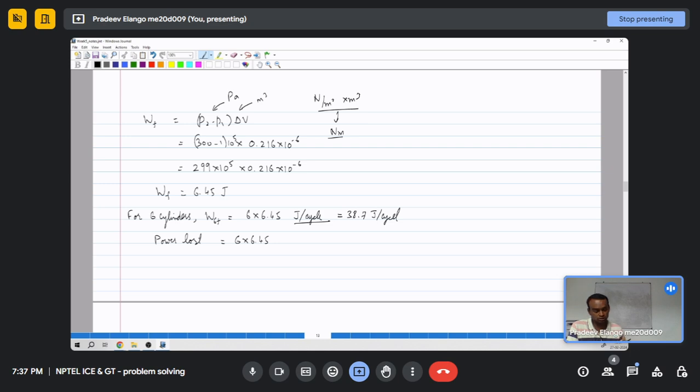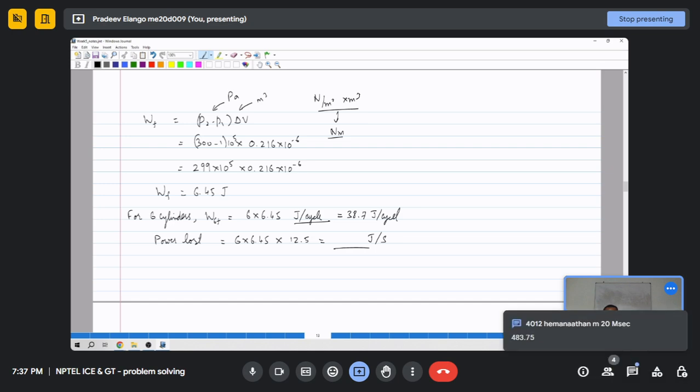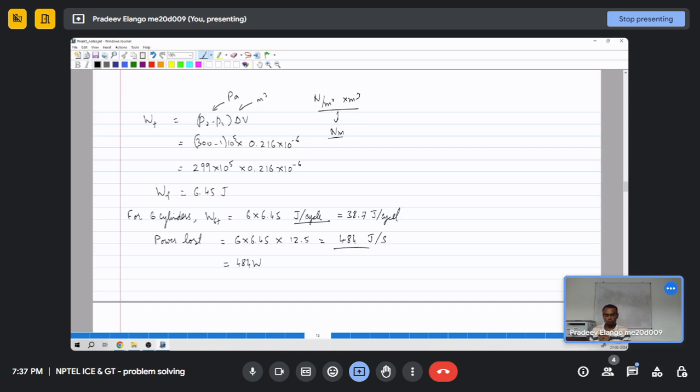Now we know it is running at 1500 rpm. That means 12.5 cycles per second. So then we can multiply this with 12.5 to get joules per second. Can you calculate it? 483.7. So approximately 484 joules per second. So this much power is lost in pumping the fuel for all the 6 cylinders.